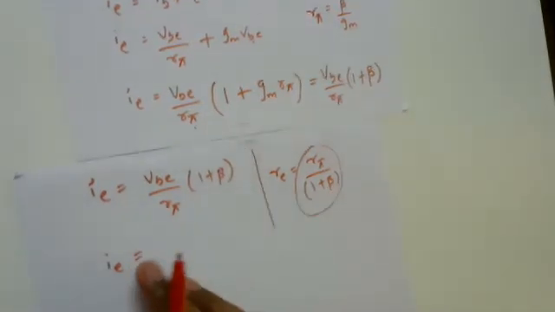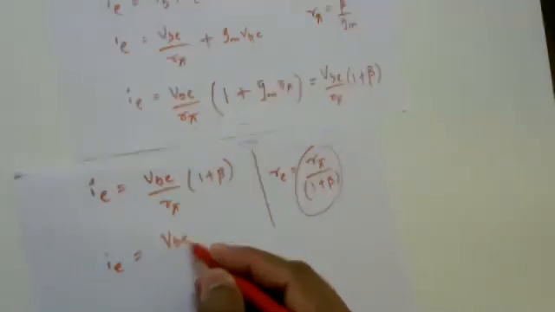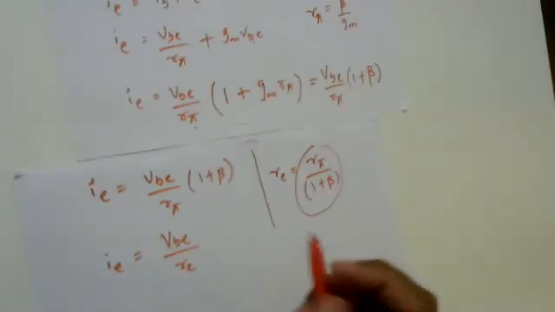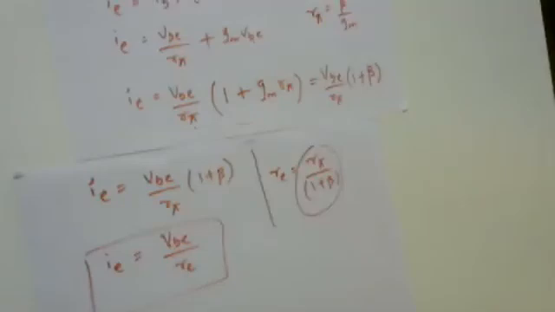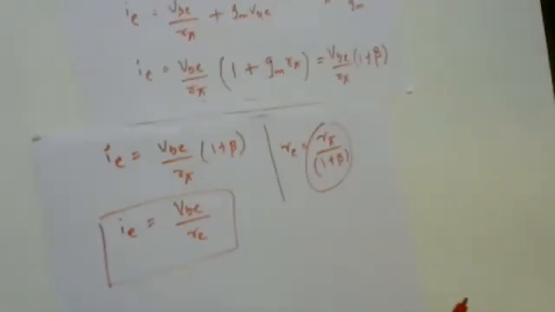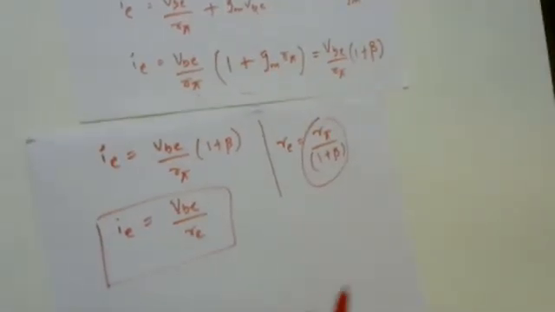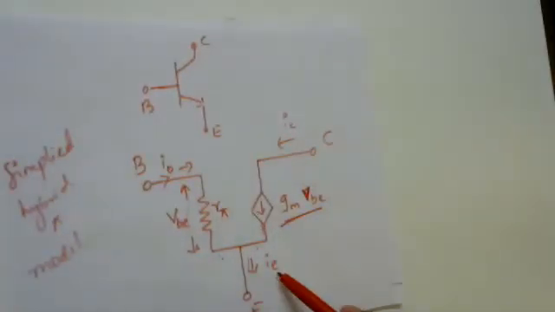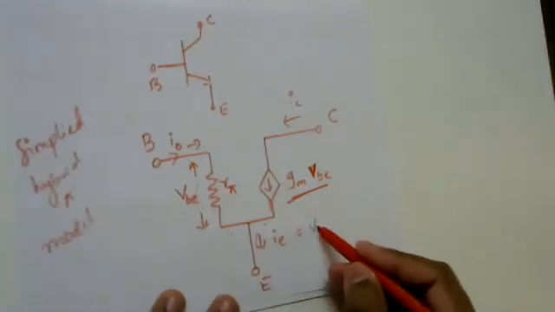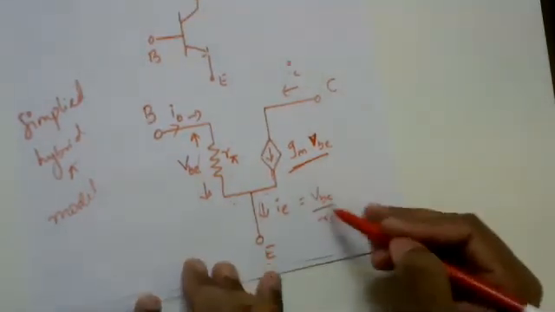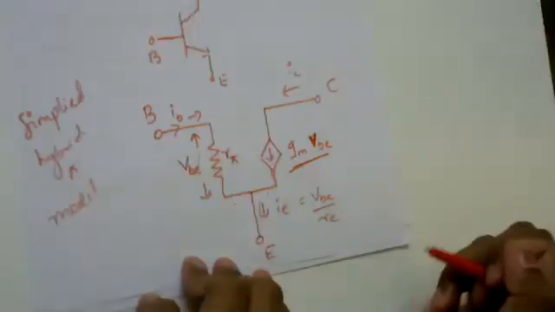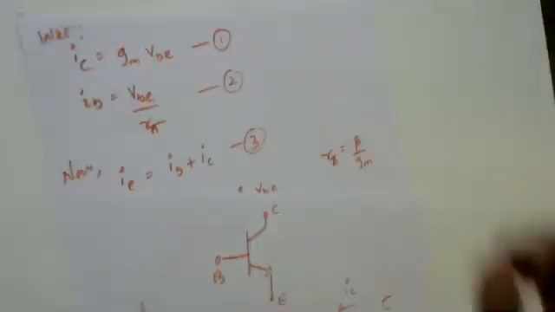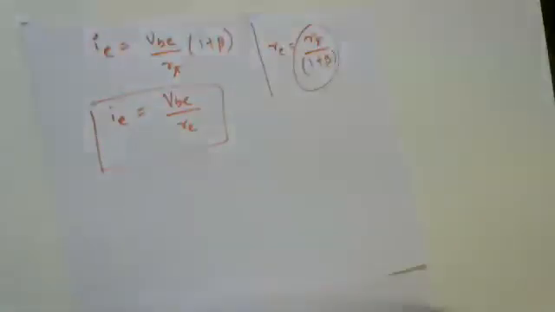It means IE can be defined as VBE divided by RE. So this is how I'm able to see my hybrid pi model, wherein I'm able to get my emitter current IE as VBE divided by RE. So it's in terms of RE parameters. Understanding? Is it clear? So this is what we have to get an equation for IE.